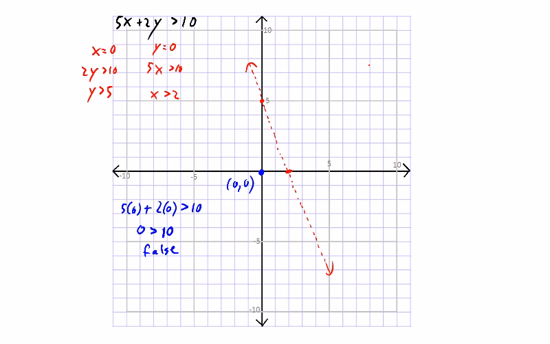Since it is false, we know that the solution must be the points that are above the line and not the points that are below the line. So we could show that the solution is the region above and to the right of the given line.